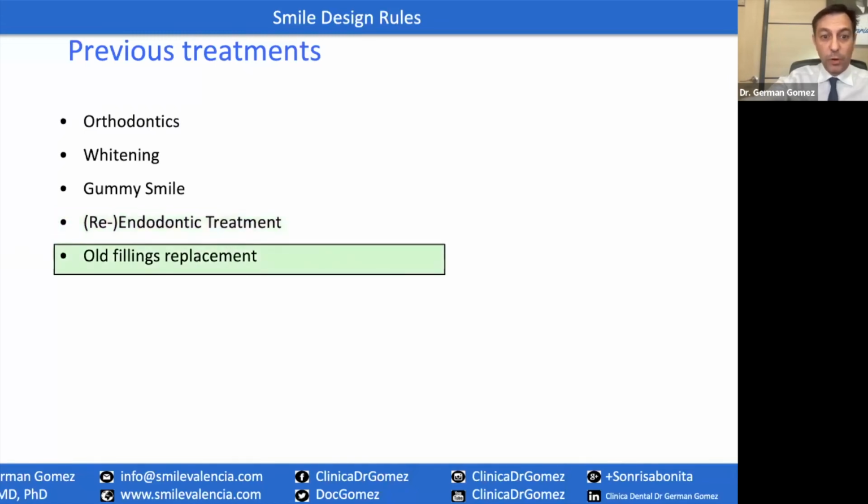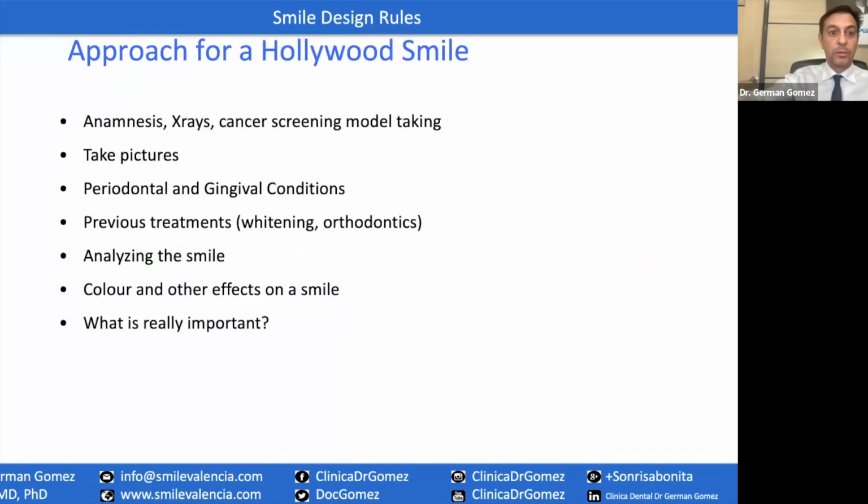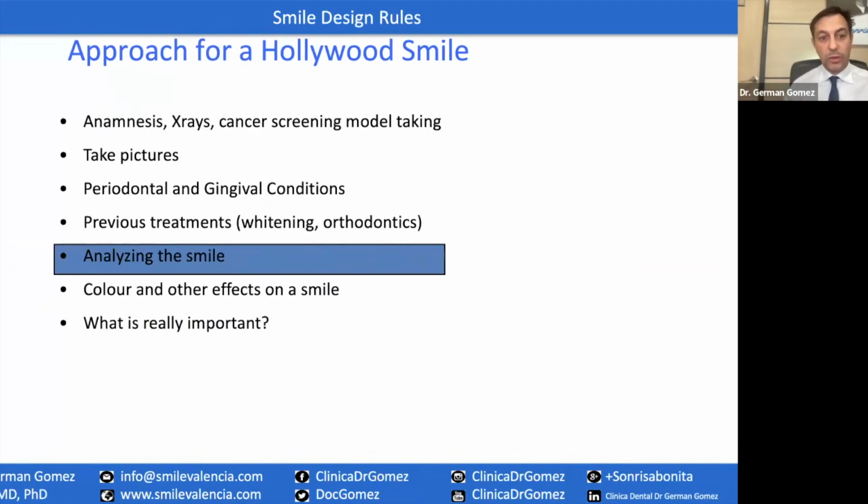Then old filling replacements. Old fillings are usually discolored, leaking, and so on. So we need to replace them. A lot of them are amalgam fillings, and we just replace them and have a good basis for our smile design. Okay, good. Then we start to analyze the smile.